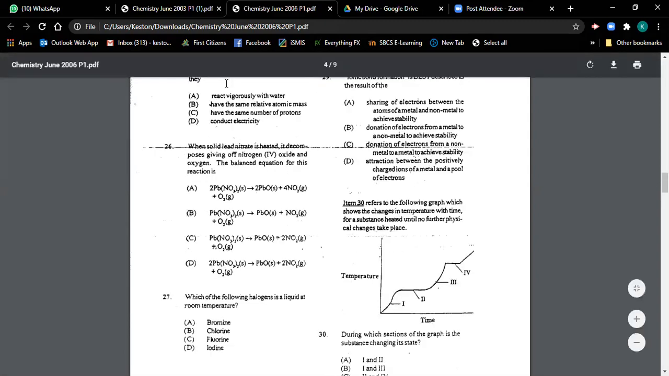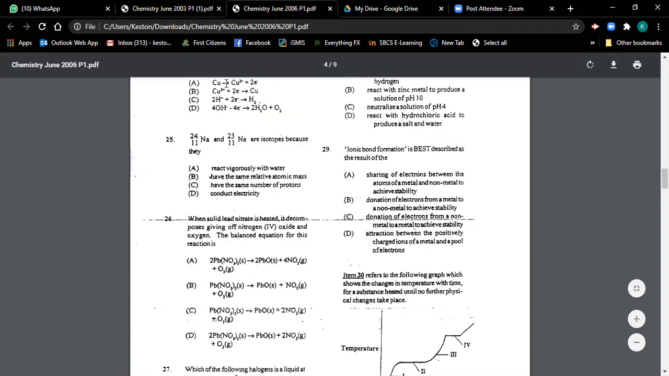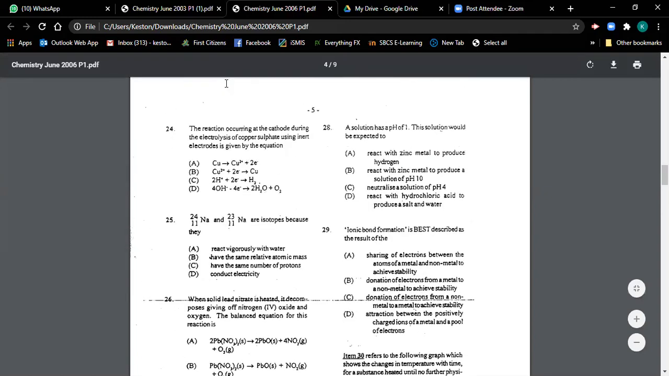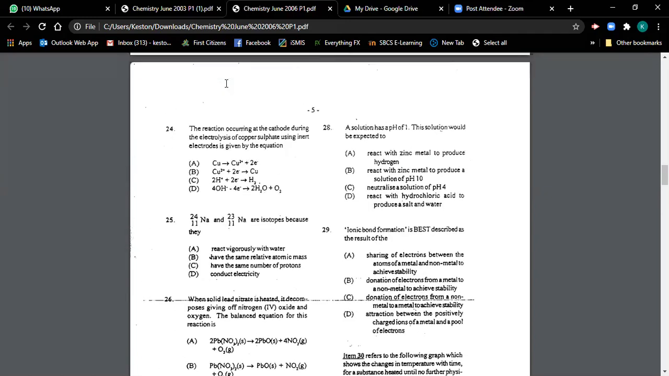28. A solution has a pH of 1. Right? This solution would be expected to do what? A, react with zinc metal to produce hydrogen. Yes, that's correct. Good answer.